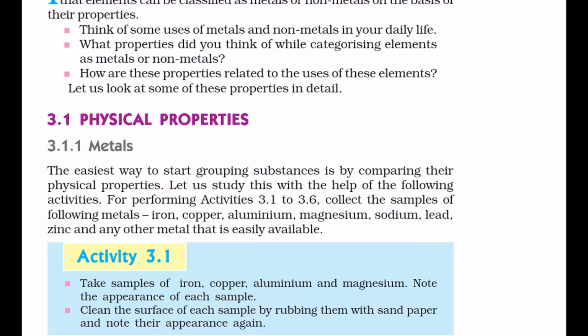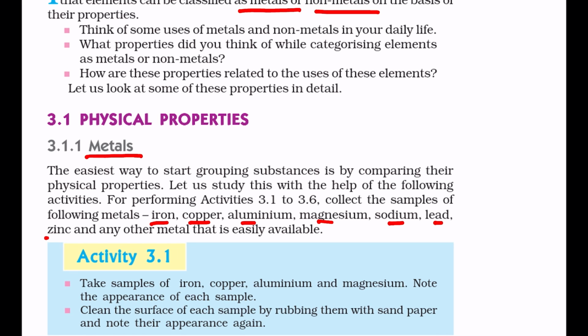Elements can be classified as metals and non-metals on the basis of their properties. The properties are either physical properties or chemical properties. Now first, the physical properties of the metals. To study the physical properties of metals, metals which are easily available are selected, like iron, copper, aluminium, magnesium, sodium, lead, zinc.